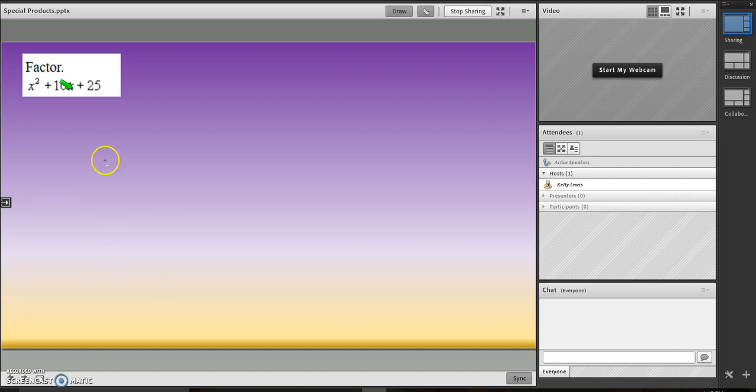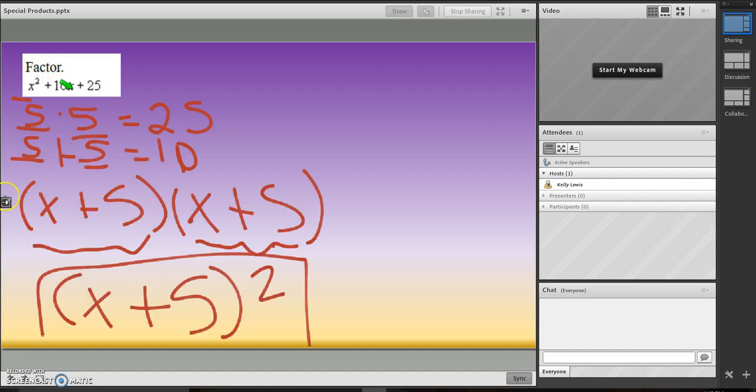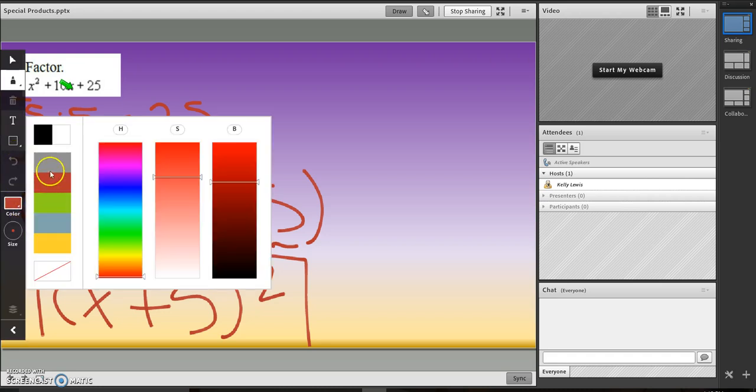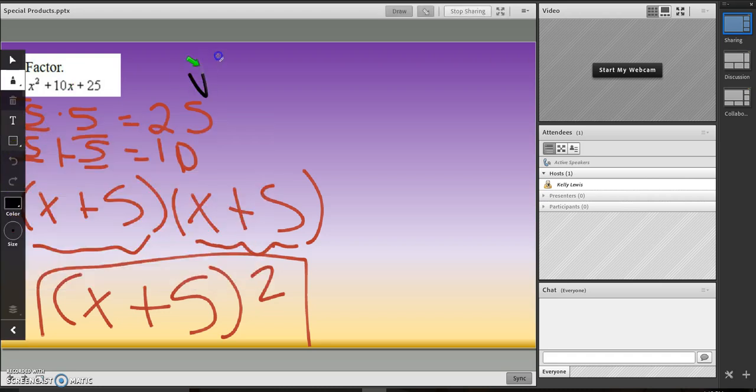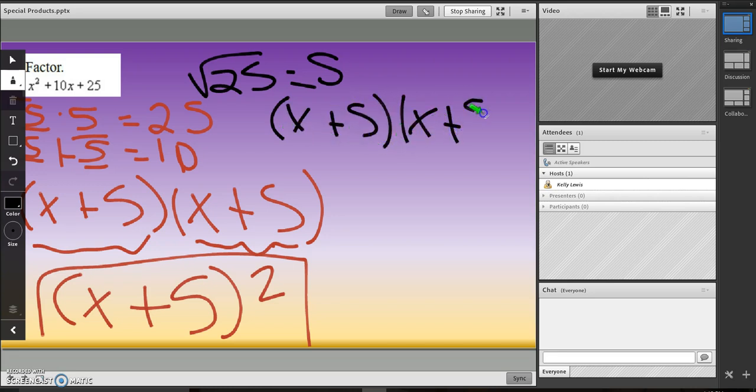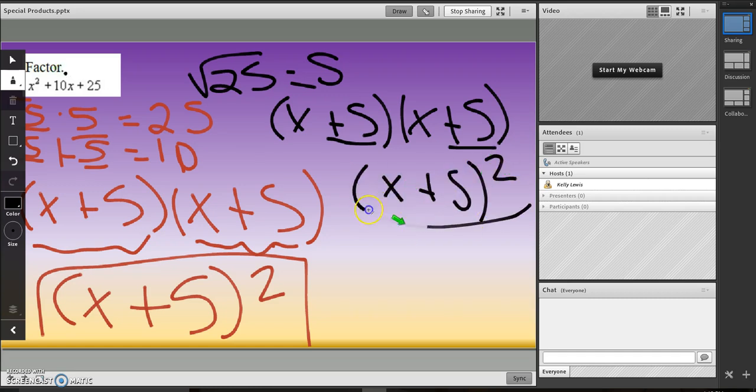Let's go here. I'm going to change the colors. All right, so the square root of 25 is 5. So I'm going to write x plus 5, x plus 5. And 5 plus 5 is 10, so it works. So it's the exact same thing twice. I'm going to write squared. For real, that's it. Nothing else. No trick later. The end. I know, you're confused because it's easy. Let's do it again.